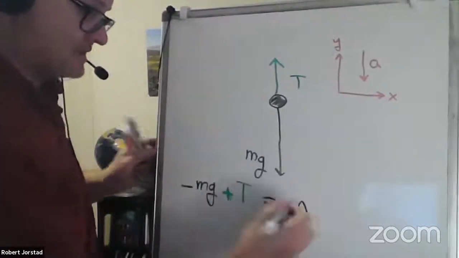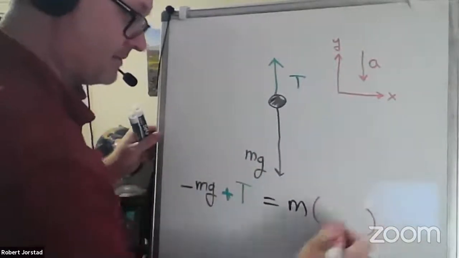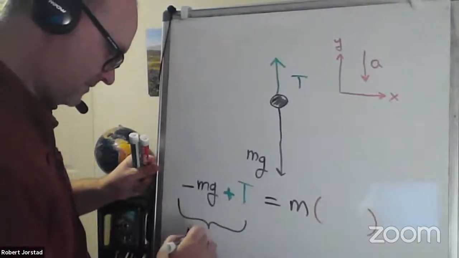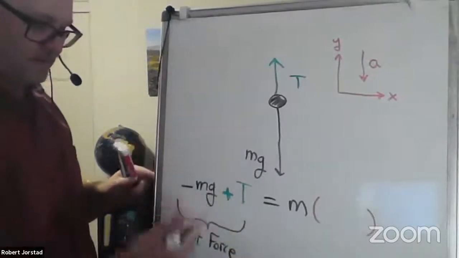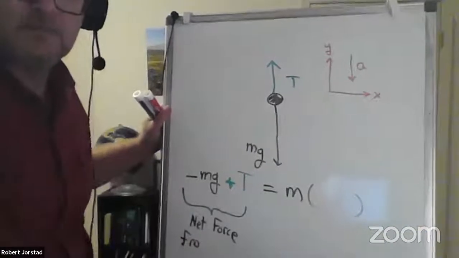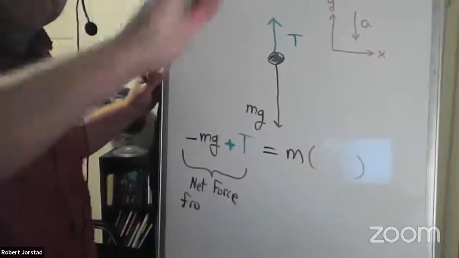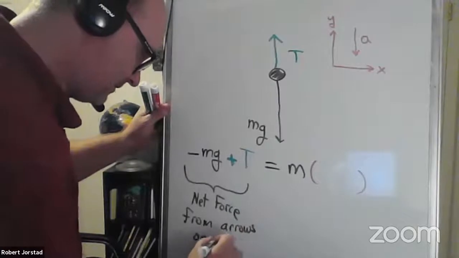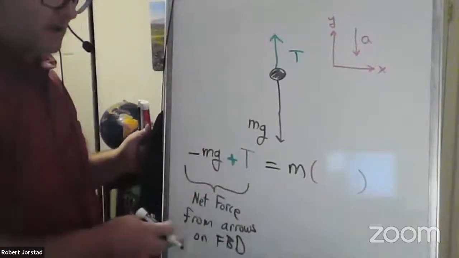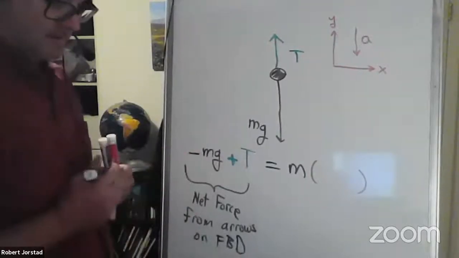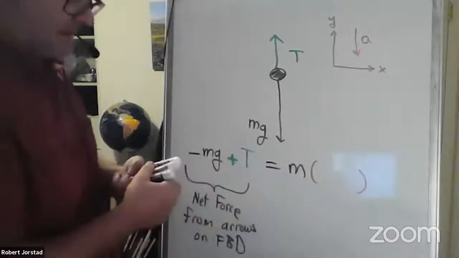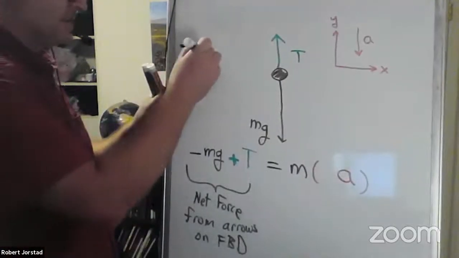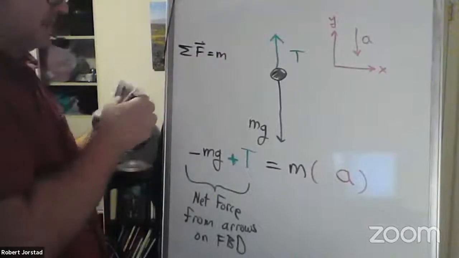Equals mass. And now I need to put in the acceleration. This is the net force. Notice that comes from the arrows. So the arrows on the free body diagram tell us the plus minus signs. Over here, we get mass times acceleration. This is simply Newton's second law. If you remember, the sum of forces as vectors equals mass times acceleration.